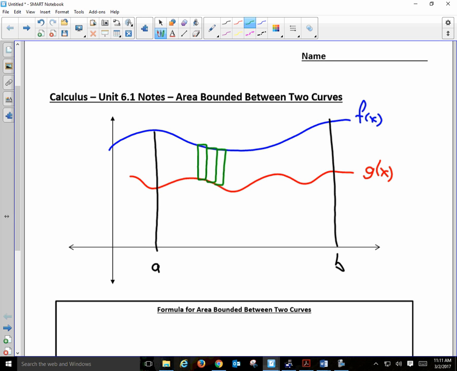You can see that the height of this rectangle is f of x, right? And then this has a height of g of x. So do you know what the height would be of the rectangle between there? Yeah, if this was a height of 10 and this was a height of 8, then the green portion would have a height of 2. You just subtracted them, right? You took the top minus the bottom.